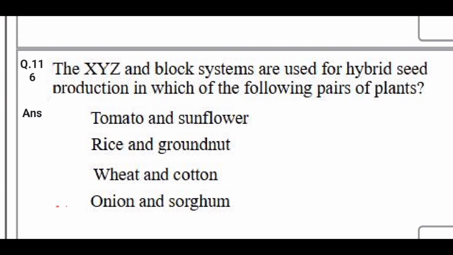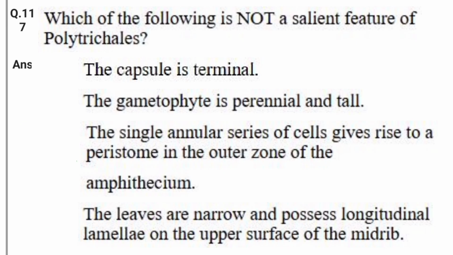The XYZ and block systems are used for hybrid seed production in which of the following pairs of plants? Options are tomato and sunflower, rice and groundnut, wheat and cotton, onion and sorghum. For this, the correct answer is wheat and cotton. Let's see the next question.